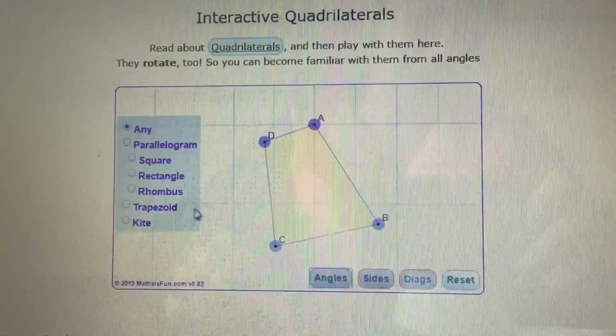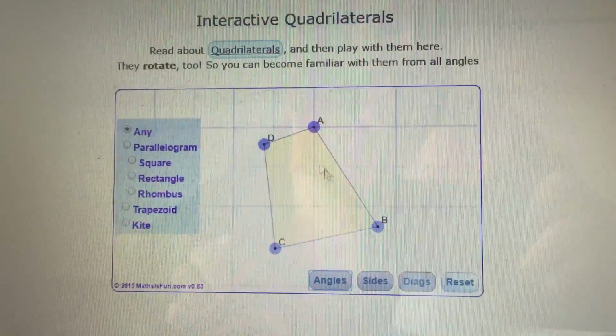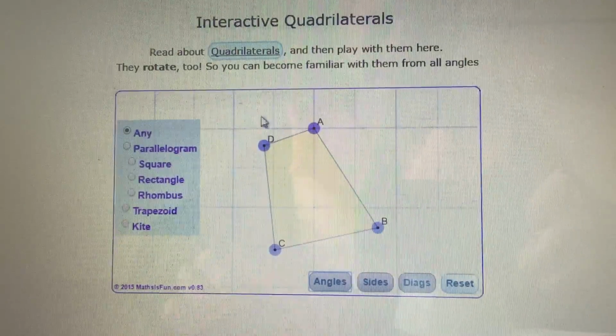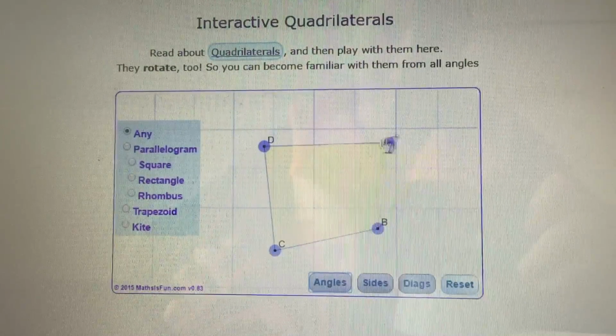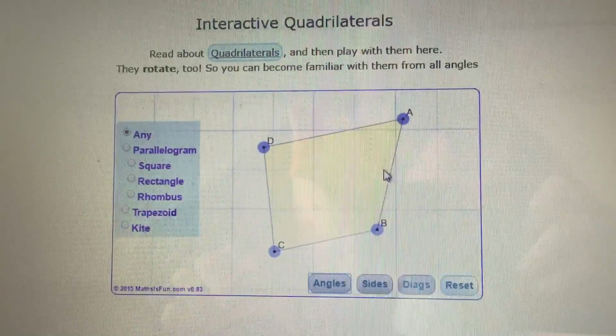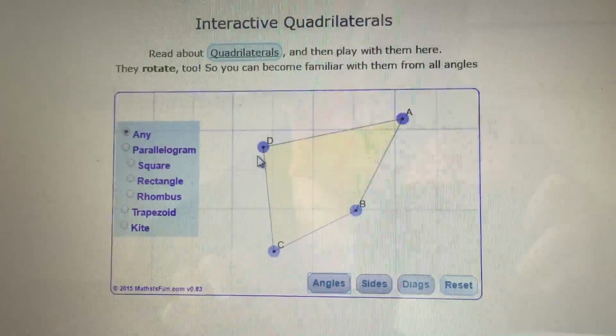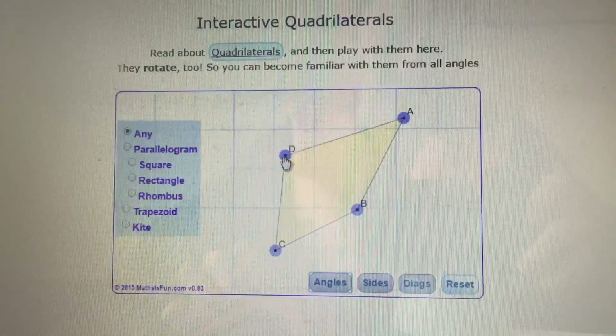So you might have seen at the beginning I had everything going at the same time, but right now we have it set on any quadrilateral at all. So you can take any of these points and you can move it freely, and you can make it into whatever shape you really want to. There's no constraints on any of the points when you move them.